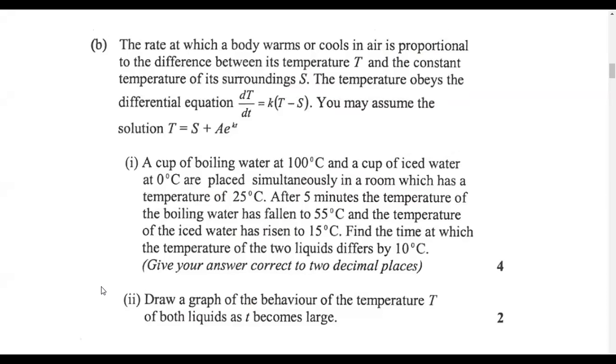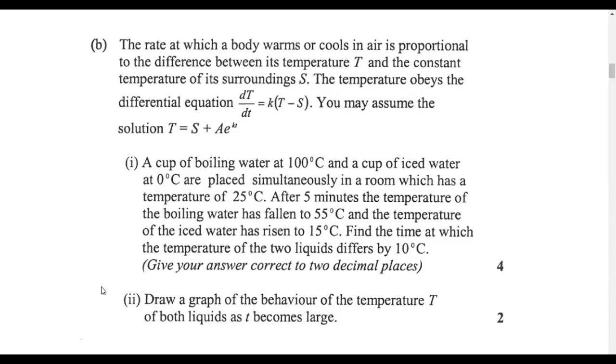So here we have a question that relates to the warming or cooling of a body. Basically, Newton's law of cooling. We know from theory that it's proportional to the difference between the temperature of the body itself and the surrounding, or ambient, temperature, which they've used T and S to represent here. The temperature obeys the differential equation dT/dt equals k(T minus S), and you're told the solution is T equals S plus A e to the kt.